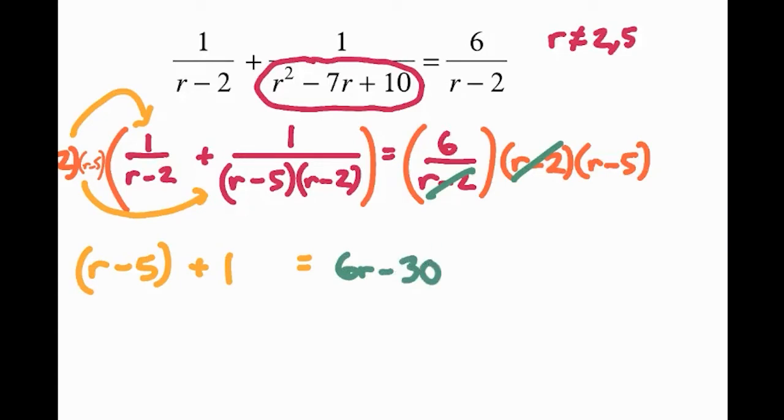Now if you notice again, from here, it's all middle school. But that first step that we had to do was obviously all new stuff. It's kind of complicated. This other part you should be able to do in your sleep. So this is going to be 5r, add 30 to both sides, 26. r is equal to 26 over 5.